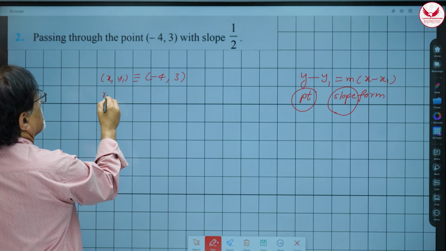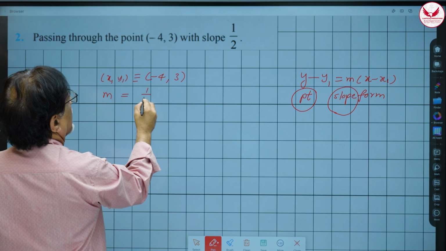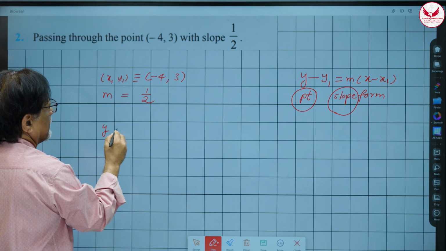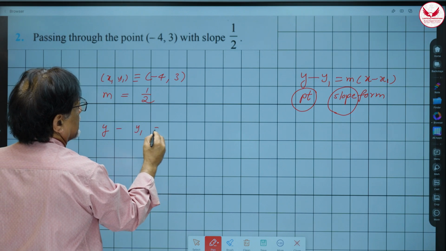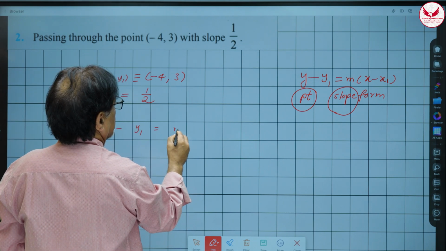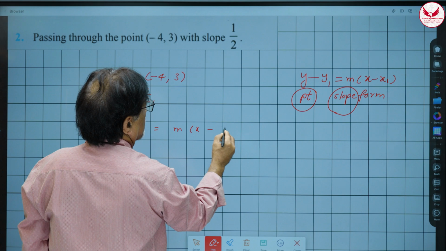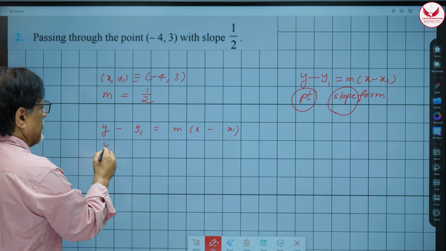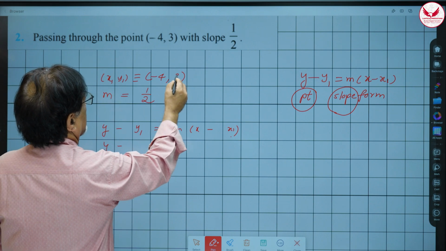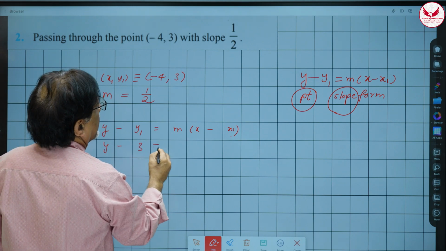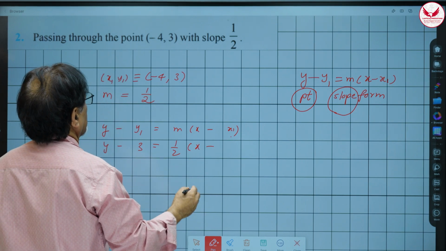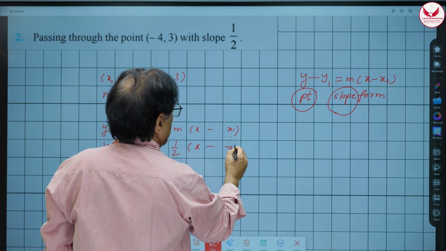And then what is m? M is also given to be half, right? All you have to do is now just use the formula y minus y1 is equal to m into x minus x1. Fantastic. So y minus y1. What is y1? y1 is 3. So m is half. So therefore x minus x1 is minus 4, right?